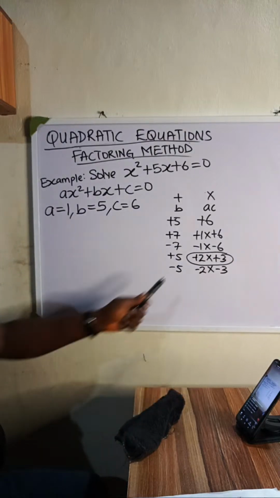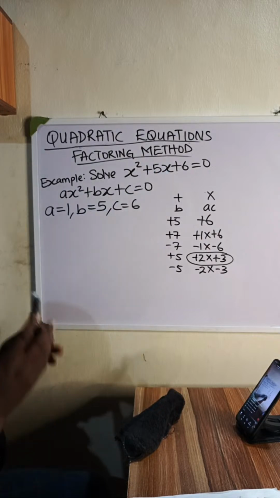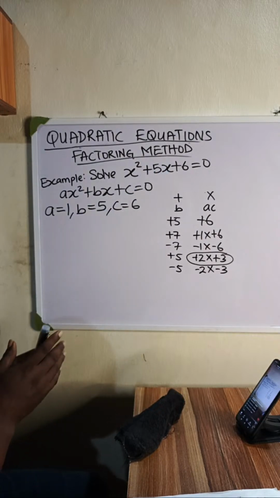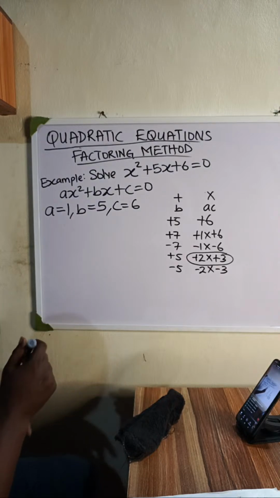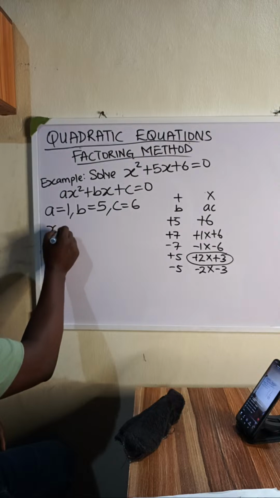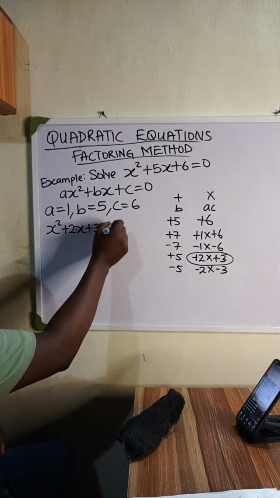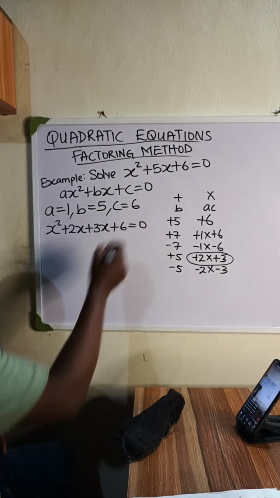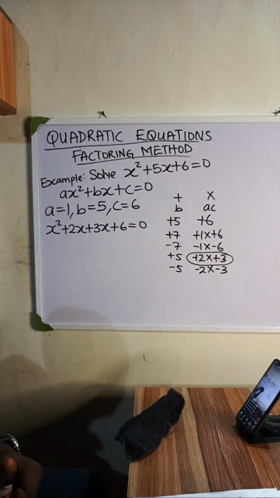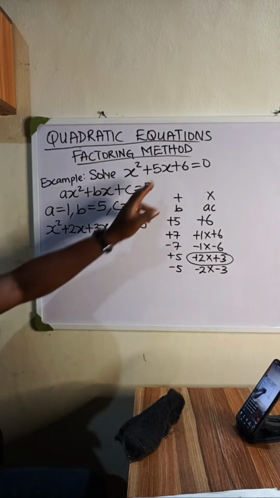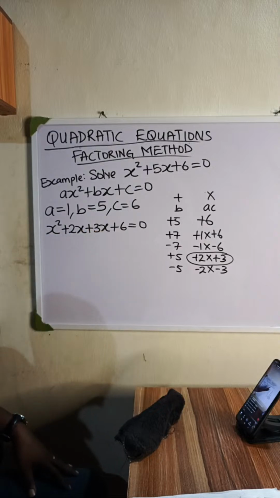So we're going to use this to replace plus 5x. So instead of having plus 5x there, we're going to have plus 2x plus 3x. So we're going to have x squared plus 2x plus 3x plus 6 is equal to 0. So plus 2x plus 3x will still give us plus 5x. So we only replaced plus 5x with plus 2x plus 3x.